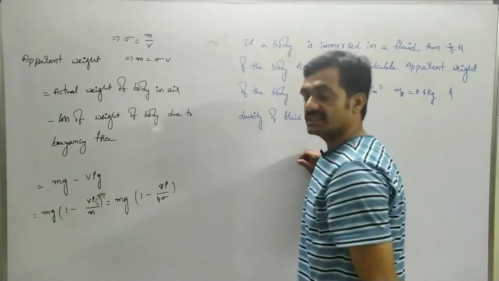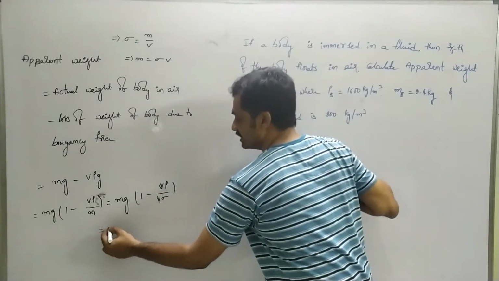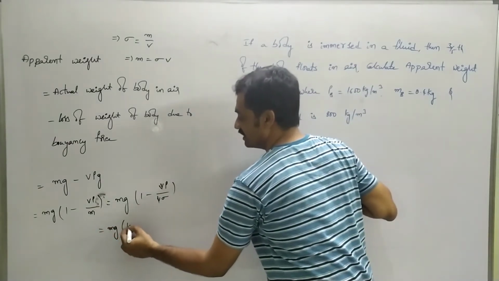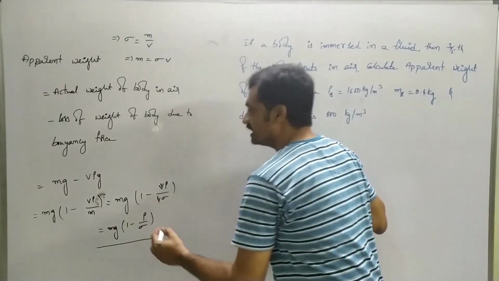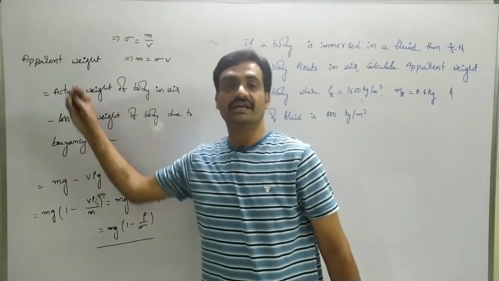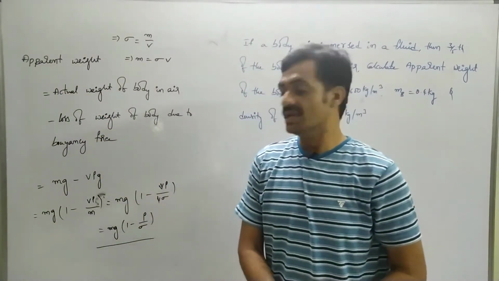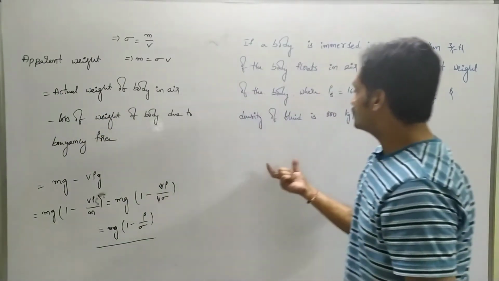Observe that V gets cancelled. Then the expression can also be represented as mg into 1 minus rho by sigma. This represents the expression for the apparent weight of the body. Based on this expression, now we are going to solve a numerical.